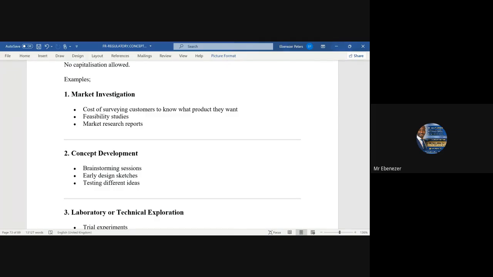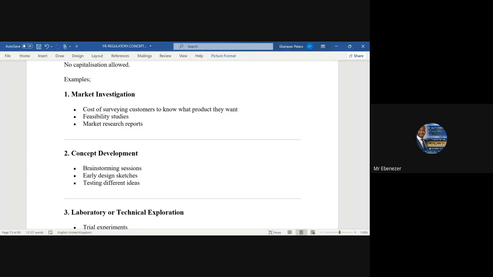What about concept development? You want to develop a concept. Please take note. You now brainstorm. In your brainstorming, you call your friends, your colleagues, you sit down, they buy biscuits, they buy a Coke, and the likes. You did your refreshment. They did what we call sketches of early design. You test different ideas, you test it here, test it there. That does not mean that the concept will become a reality.